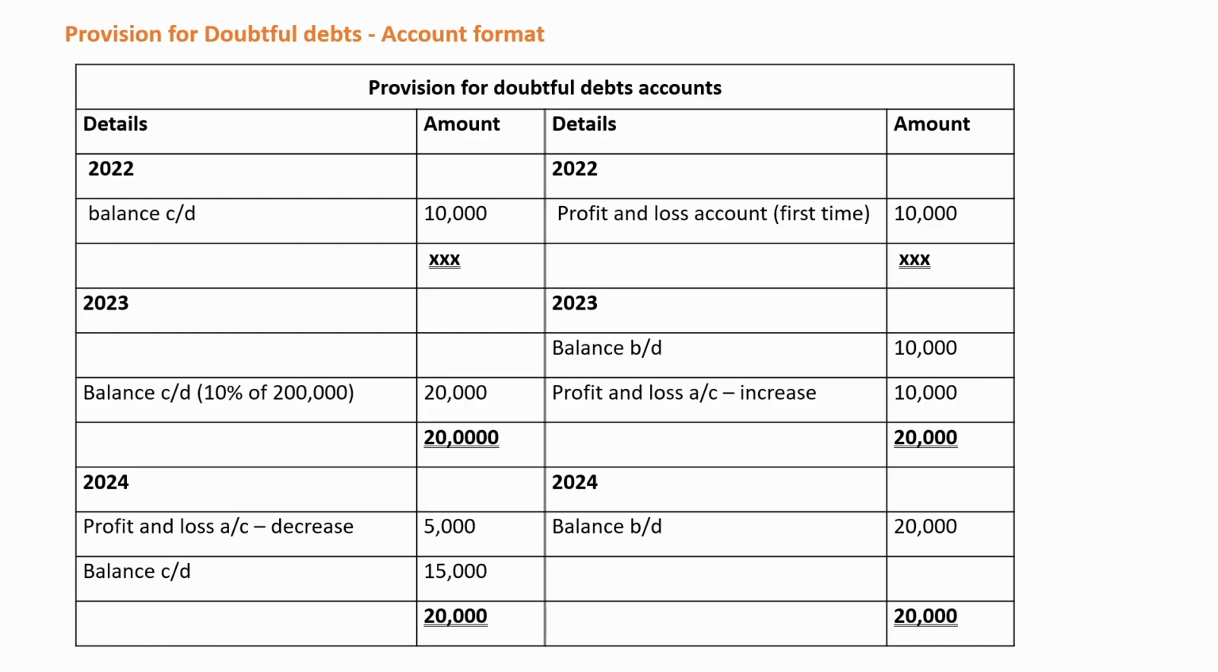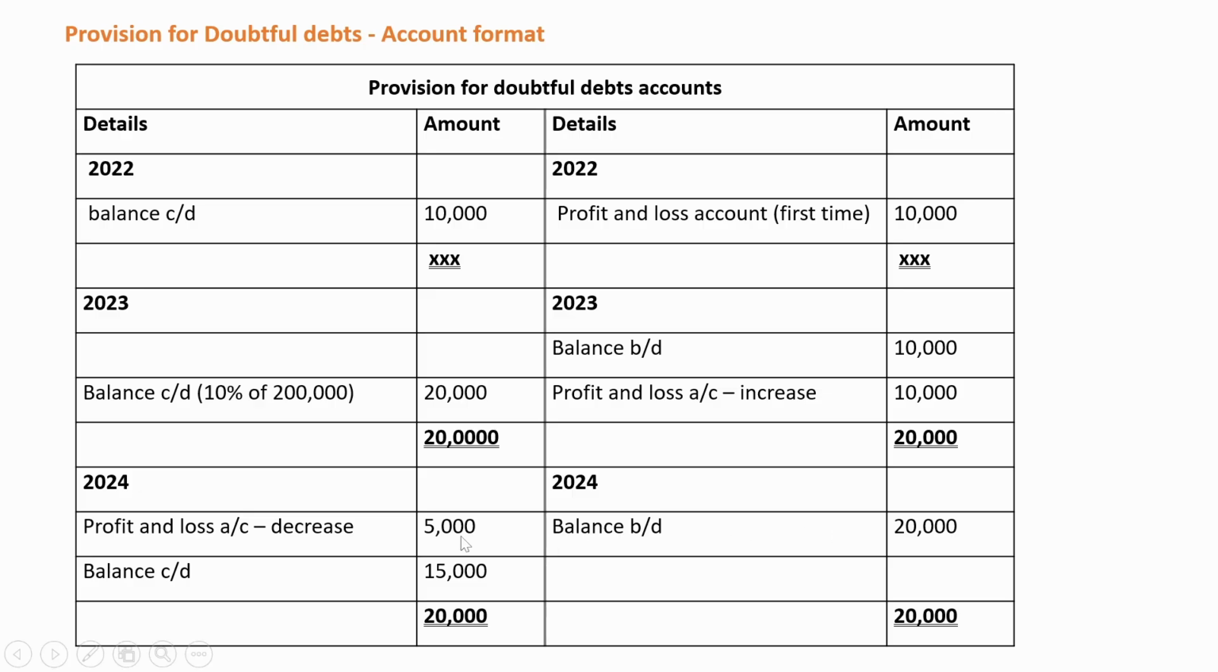Before you calculate the increase or decrease, record the balance carried down. In the question, the accounts receivable for 2024 were 150,000. So take 10% of 150,000, you will get 15,000. So we have recorded the balance carried down and we already have the balance brought down. So what is the difference between 15,000 and 20,000? The difference is 5,000.